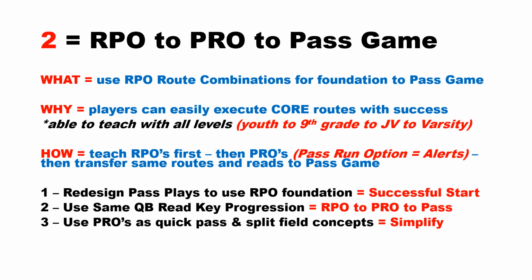So 1, we'll redesign the pass plays to use RPO as the foundation. Again, successful start. Number 2, we're going to use the same QB read key with a progression for both our RPOs, our PROs, and our pass game. And then third, you're going to use your PROs as your quick pass game. Plus, we can use split field concepts where we'll have the quarterback pre-snap pick man or zone sides so that we can simplify his read progression for him.